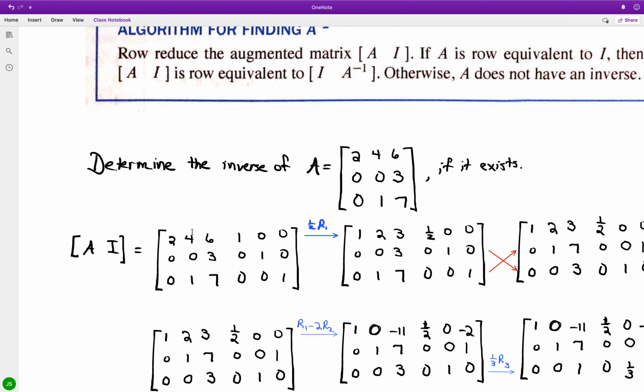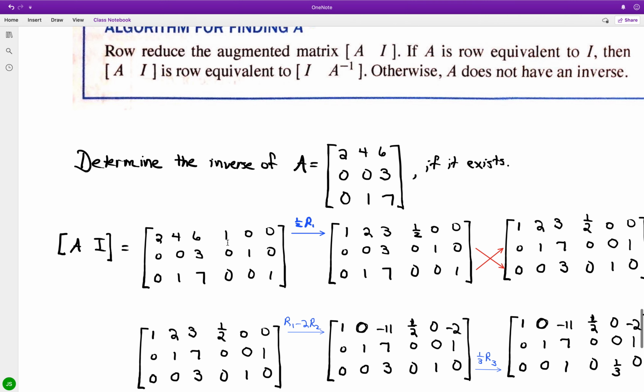And for the identity matrix, I have 1, 0, 0, 0, 1, 0, 0, 0, 1. And if I make the left-hand side into the identity, what I'm going to do here is, we have 2, 4, 6 at the top, and I want to make this 2 into a 1. So I'm going to take 1/2 of the first row, so that's going to affect everything in the top layer. Everything else for right now is going to remain fixed. So the top row becomes 1, 2, 3, 1/2, 0, 0.